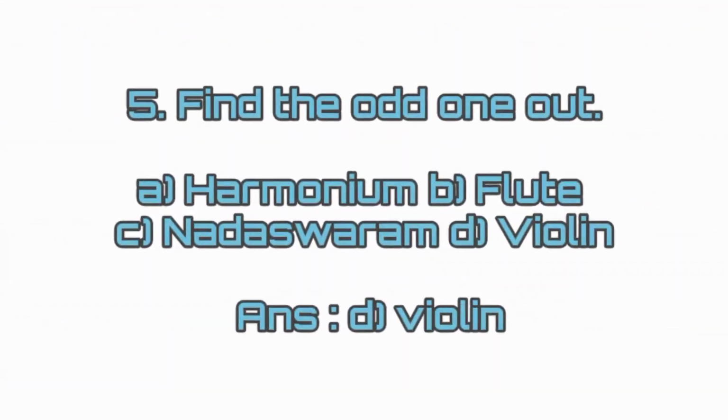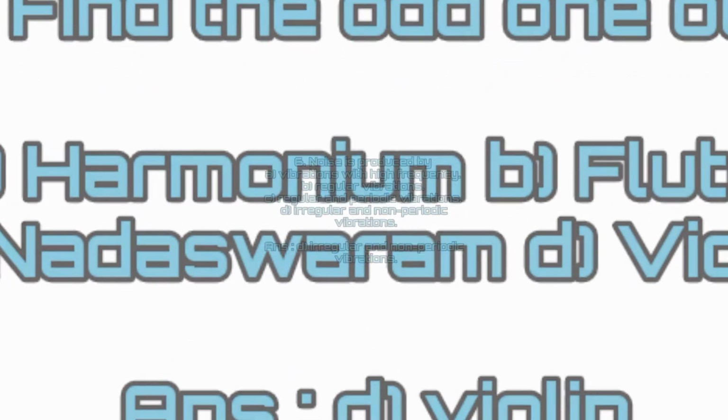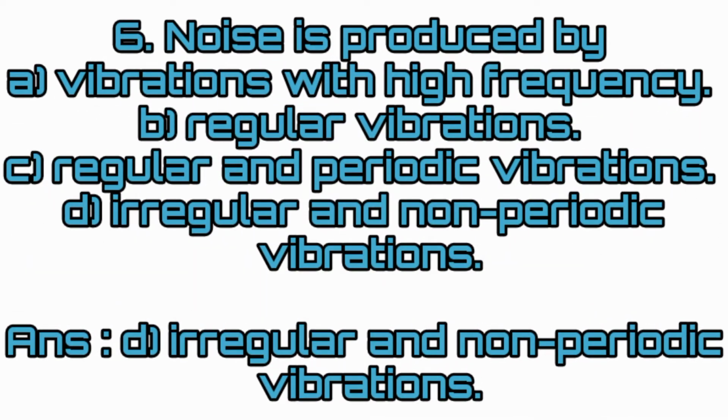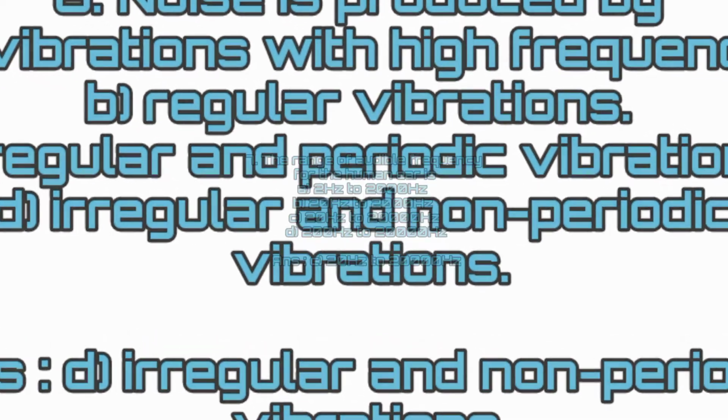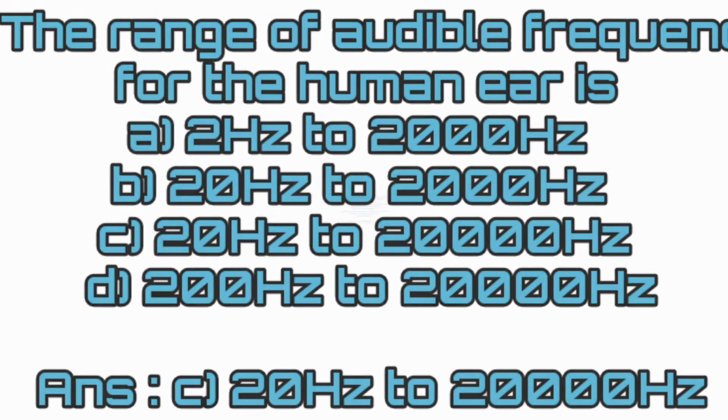Find the odd one out. Harmonium, flute, nadaswaram and violin are given. Here option D, violin is the odd one out. Noise is produced by. Answer option D, irregular and non-periodic vibrations. The range of audible frequency for the human ear is option C, 20 Hz to 20,000 Hz.